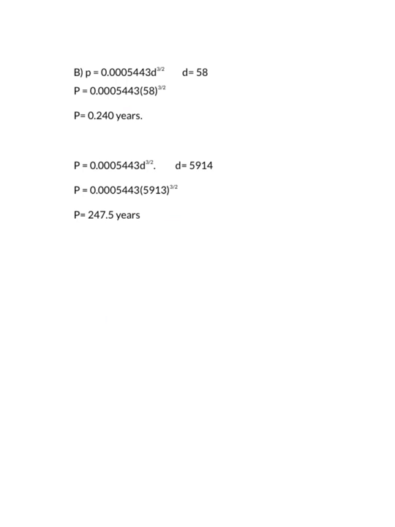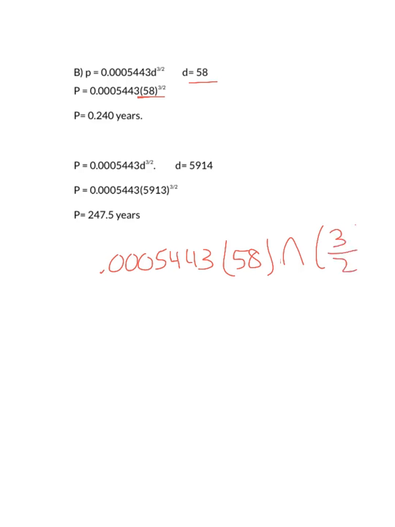Now we're going to use the equation to find some other values. The first one we were asked to find was that for Mercury, which had an average distance of 58 million. So we're just going to plug in that 58 for D right here. Again, when you're typing it into your calculator, type in 0.0005443 parentheses 58 to the power of parentheses 3 divided by 2 end parentheses.